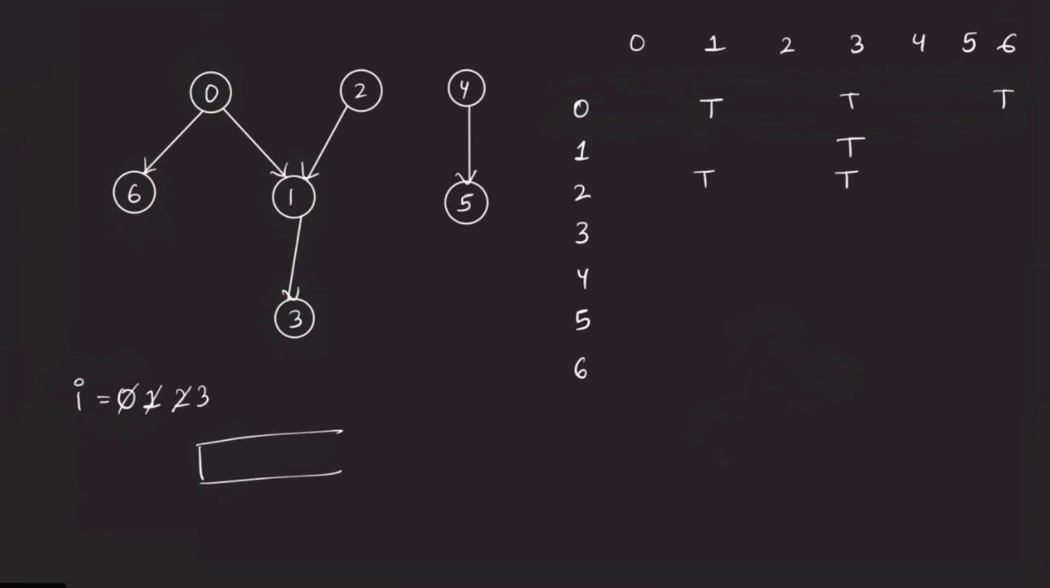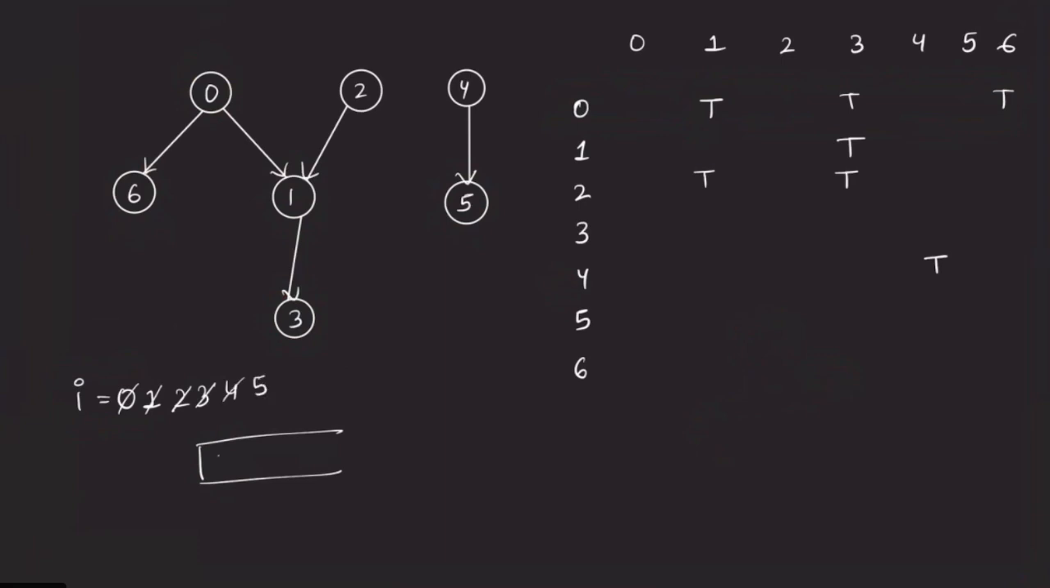Then we will move to node 3. Node 3 will be pushed here and then it will be taken out. Node 3 is not having any adjacent elements, so the queue will become empty. Now we will move to node 4. So 4 will be pushed over here and then 4 will be taken out. The adjacent node for 4 is 5, right? So in this particular row at 5, we will mark it as true, right? And then 5 will be pushed over here. Then in the next iteration, this 5 will be taken out. 5 is not having any adjacent nodes, so the queue will become empty.